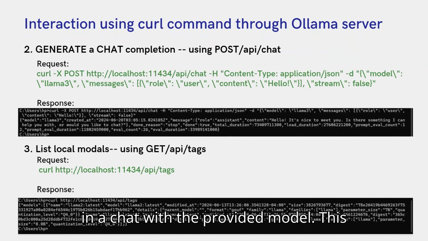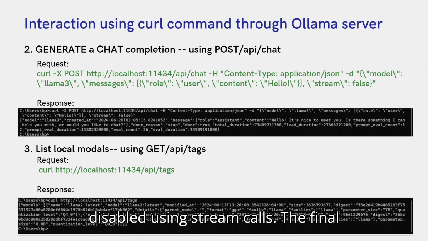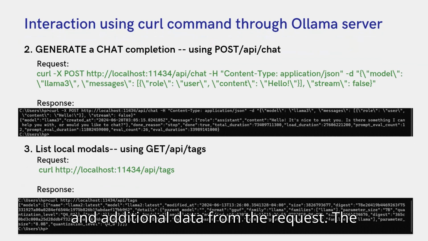Now, to generate a chat completion using the POST API chat, it will generate the next message in a chat with the provided model. This is a streaming endpoint, so there will be a series of responses. Streaming can be disabled using stream false. The final response object will include statistics and additional data from the request.